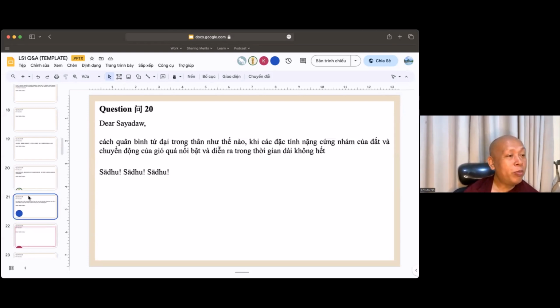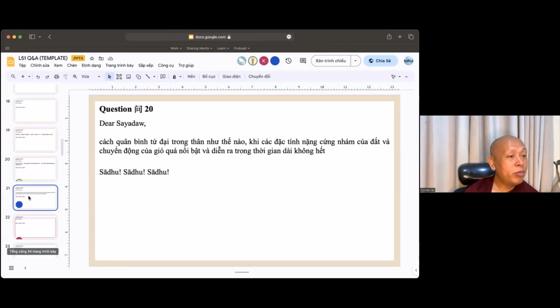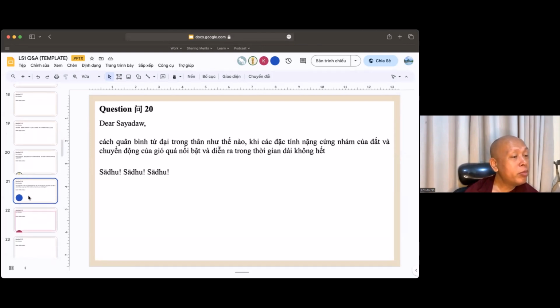The next one. Yes. Balamir said, the question here is how to balance the four elements in the body, because some of the Pathavi Dhatu is very excessive, and sometimes the wind element is also very excessive in the body. It has happened for a long time. So how can I balance the four elements in the body?